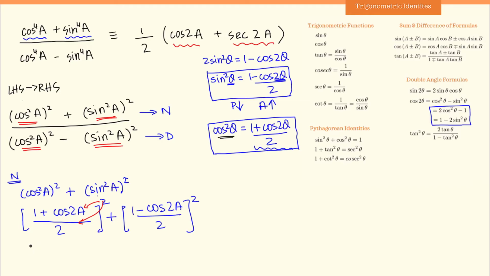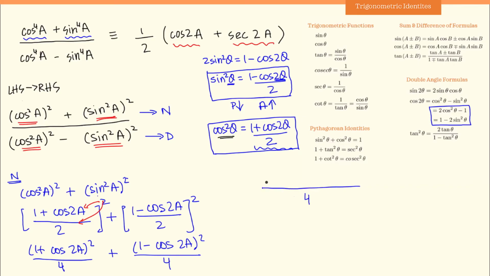So this would become 1 plus cosine of 2a whole square divided by 2 square, which is 4, and plus 1 minus cosine of 2a whole square divided by 2 square, which is 4. Now in both of these fractions the denominator is the same and they are getting added. So I can write this expression like this. The denominator is 4 and 1 plus cosine of 2a whole squared plus 1 minus cosine of 2a whole squared. Now I'm going to expand both of these brackets.